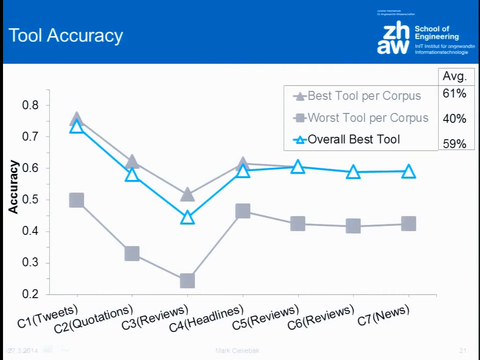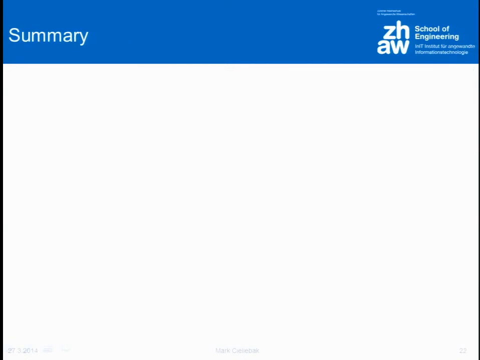Now think about it. That means 4 out of 10 documents are wrong. And then I make my business decision on which product is good or bad based on this data. Okay. So, summary. It's not done yet, but a summary of this study.